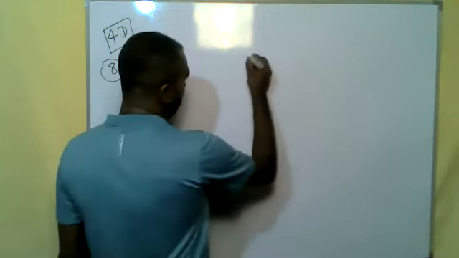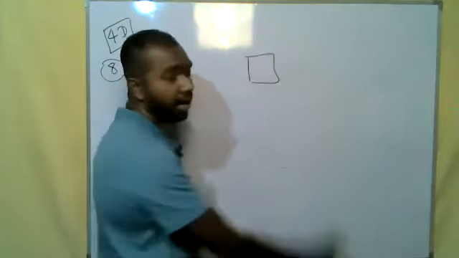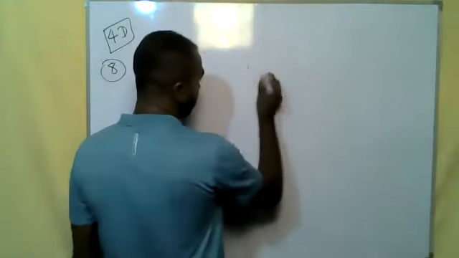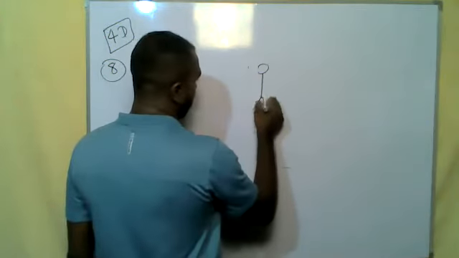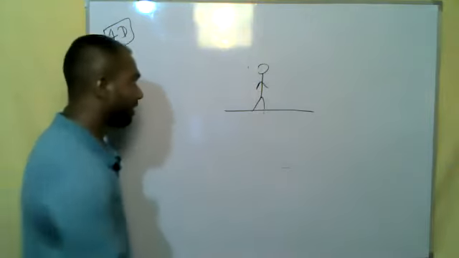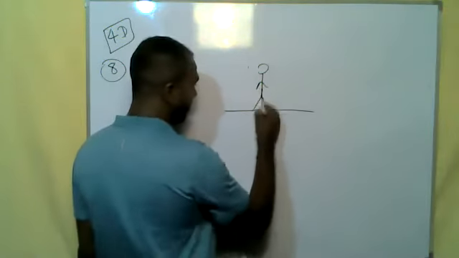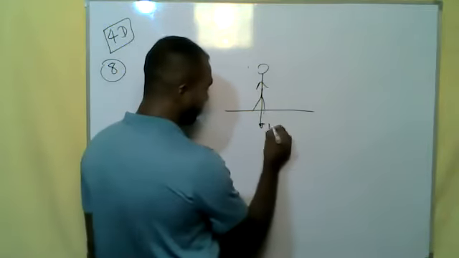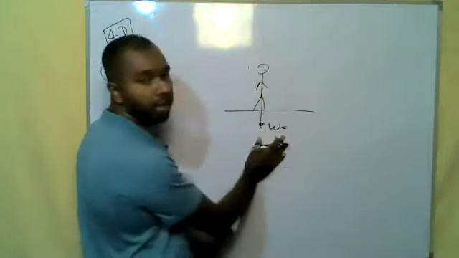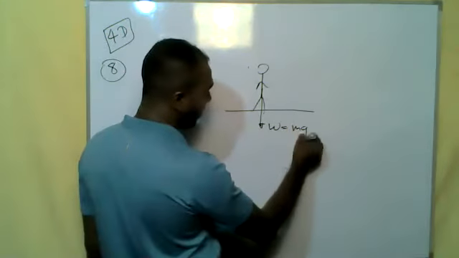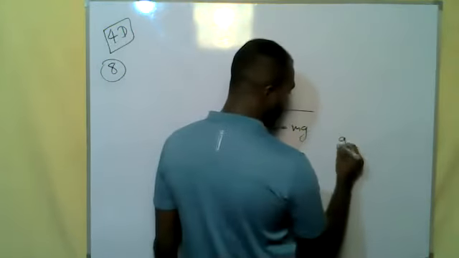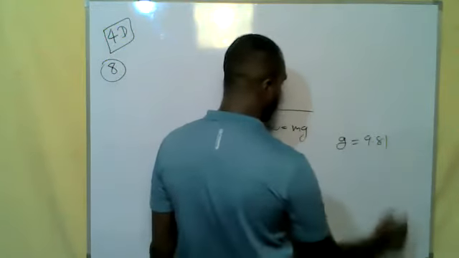Basically, we learned how to draw force diagrams. If I am drawing a person like this, standing on the earth, what are the forces acting on him? He has a mass, so we get the force due to his mass as weight. Weight equals mass times the gravitational acceleration. When we are doing calculations, we take this gravitational acceleration as g equals 9.81.